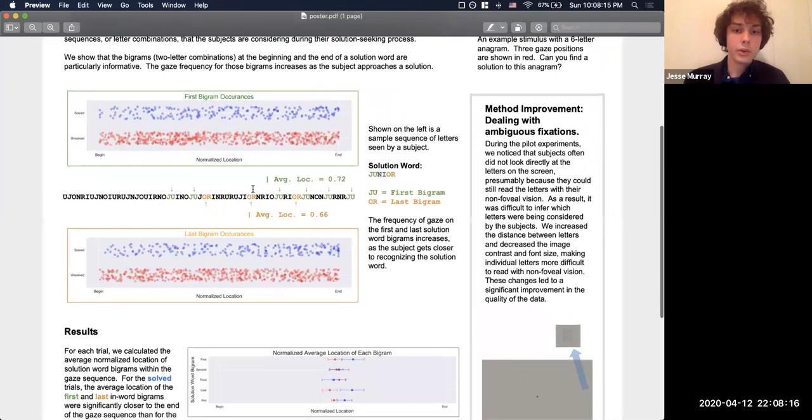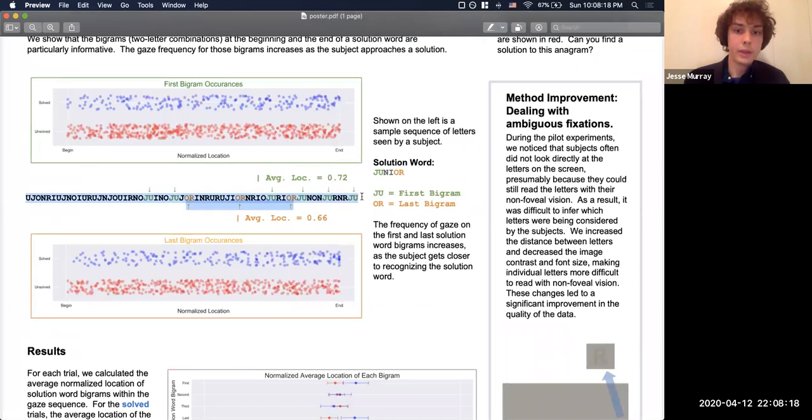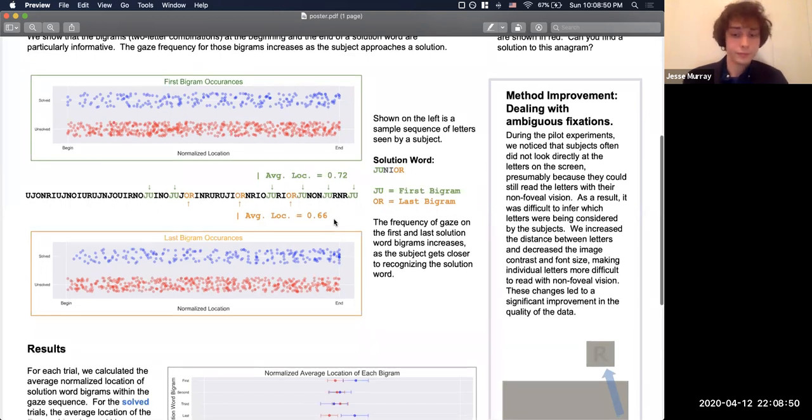So one thing you notice is that in the letter sequence data, the first and last bigrams, like the first two letters and the last two letters of the solution word, tend to be located towards the end. You might wonder why that is. We thought it was because, if the participant read the first two letters or the last two letters, that would kind of give away the word. And so those were important pieces of partial solution knowledge that developed gradually towards a solution.